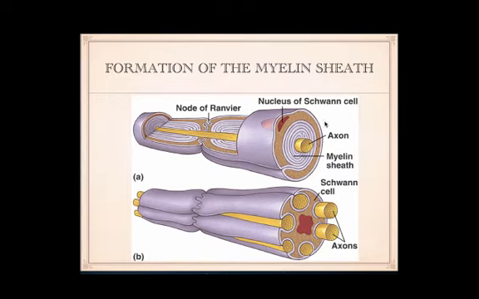Here's another look at the myelin sheath. The purple outline here is all cell membrane of a Schwann cell. And then notice that we have these little spaces in between. So between one Schwann cell and the next, there are nodes of Ranvier, where the axon is actually exposed.